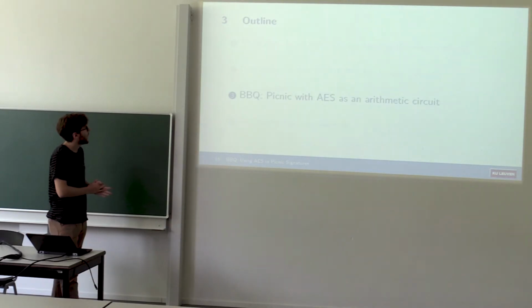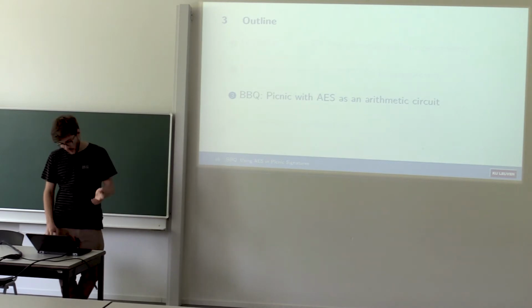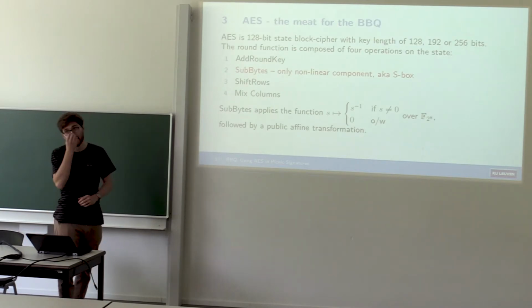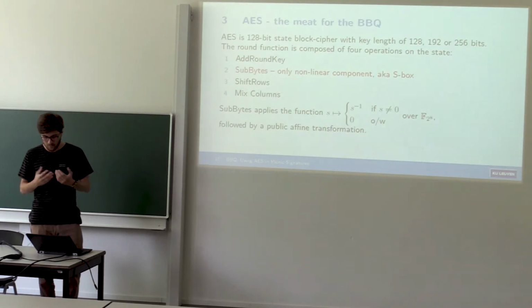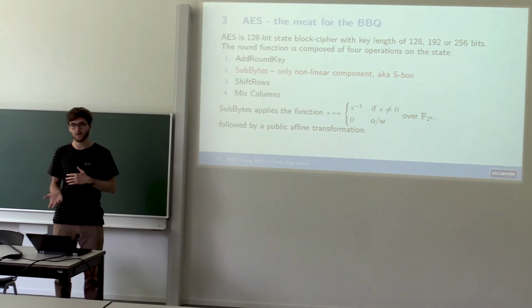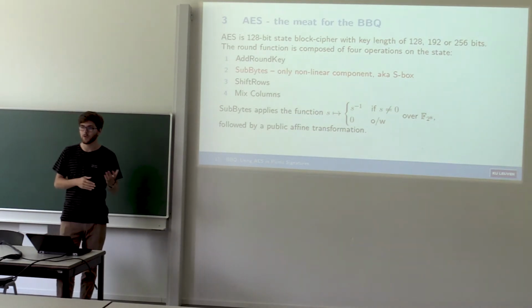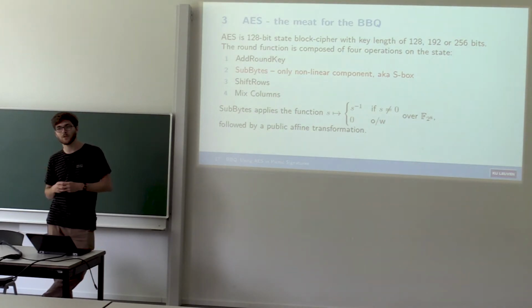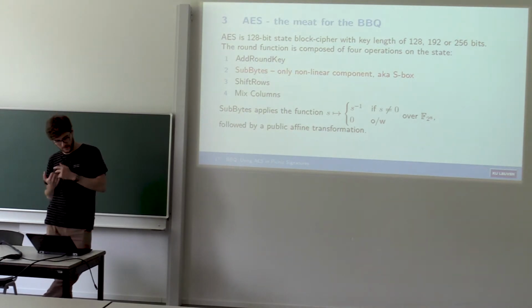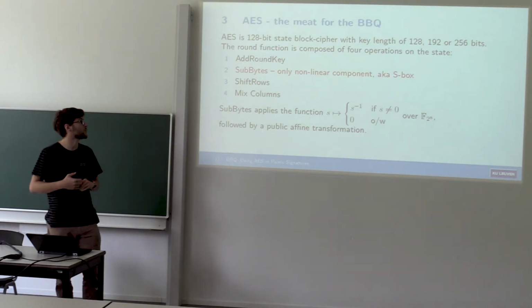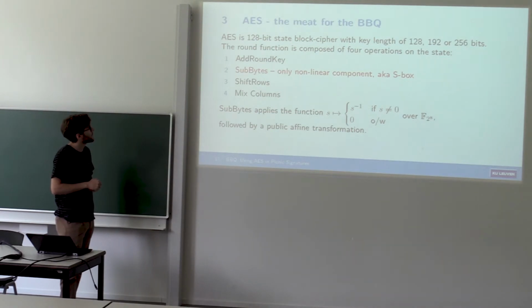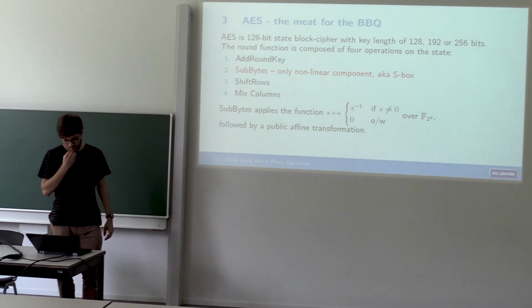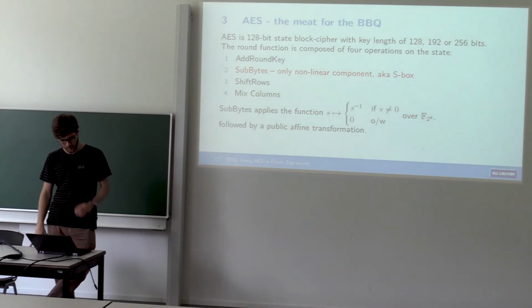So how do we move from a Picnic to a barbecue? Well, you use a bigger piece of meat. And for us, that's going to be the AES algorithm. Most of you know it's a 128-bit state block cipher with key lengths of either 128, 192, or 256. The round function is 4 operations, and only one of them is nonlinear, the SubBytes, which is also known as the S-box. All the others use either XOR operations or just shifting some bytes around, so we don't need to worry about them too much.